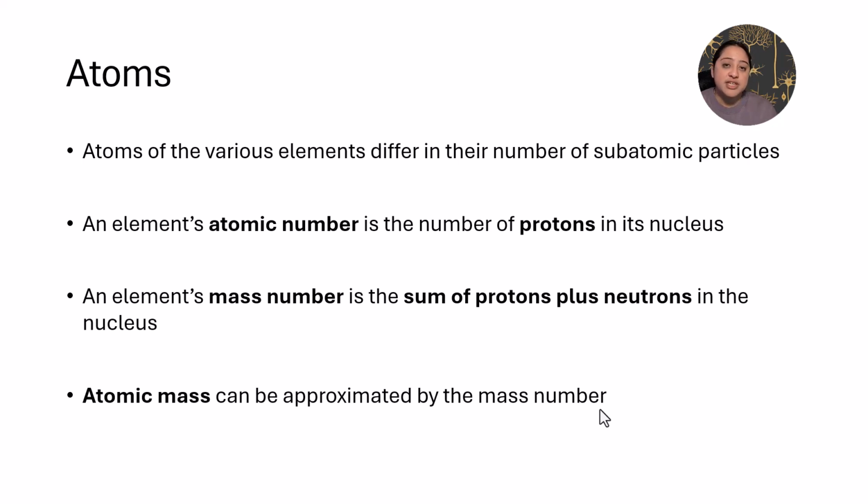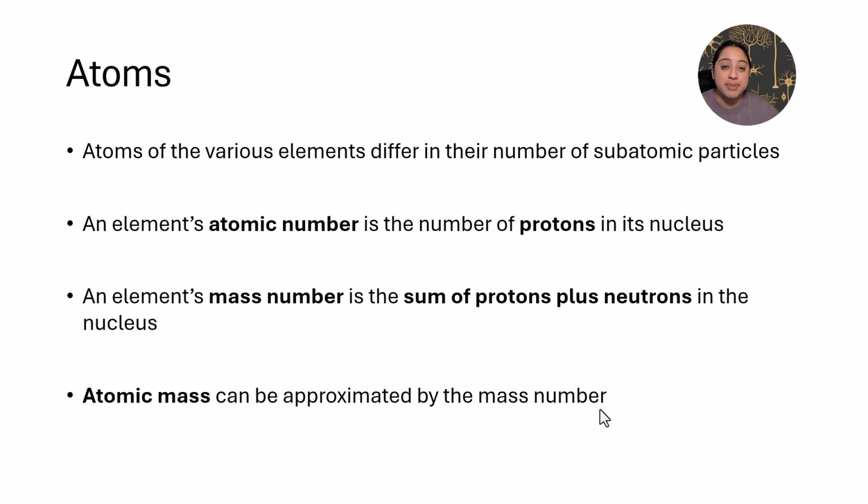So atoms of the different elements will have different numbers of subatomic particles. An element's atomic number, what makes it that element, is the number of protons. So each element is going to have a different atomic number because it has a different number of protons. Each element also has a different mass because it has a different number of subatomic particles.